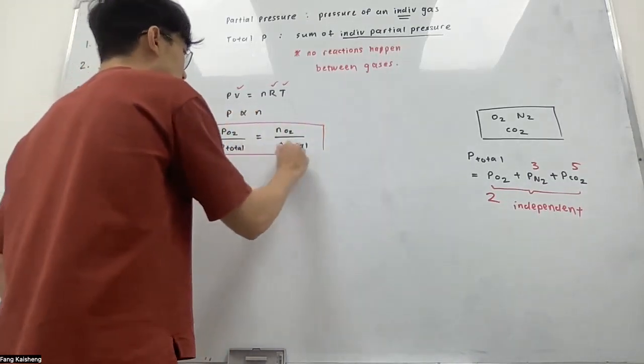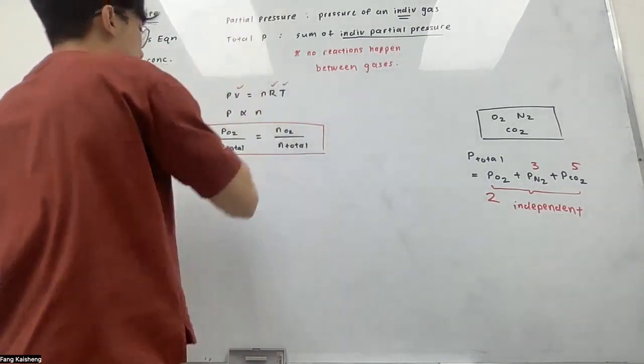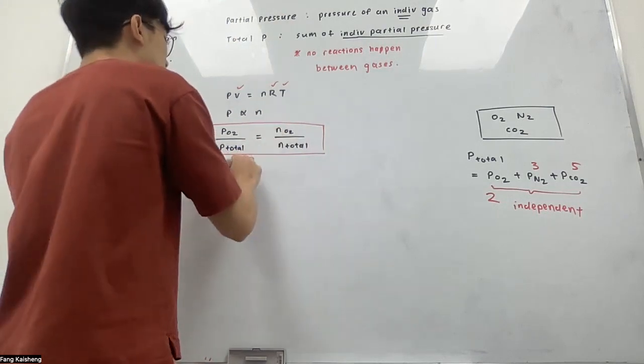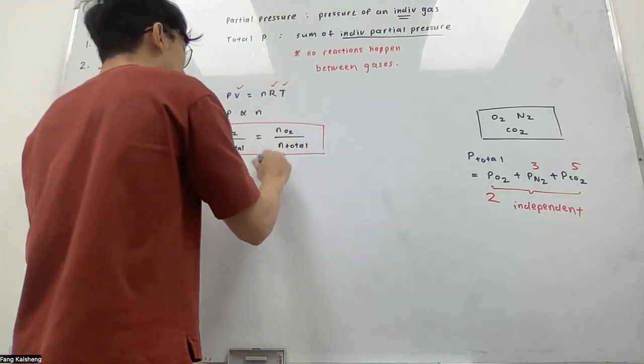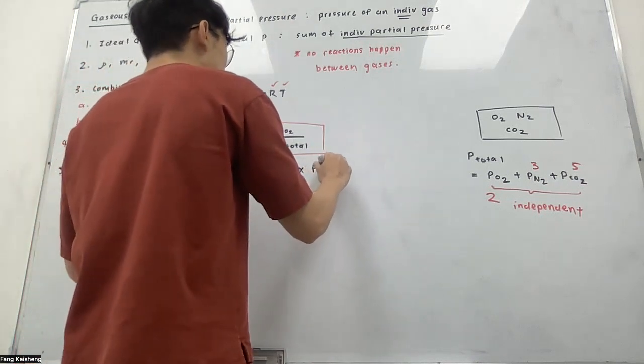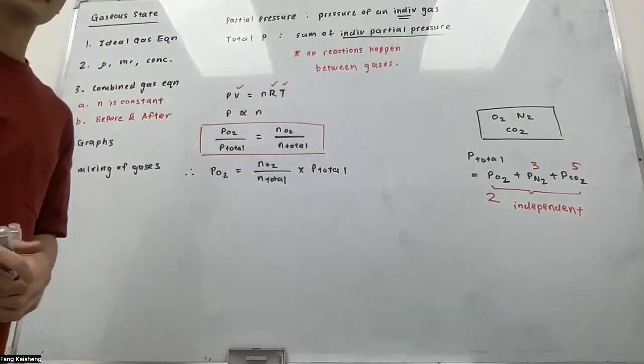With this relationship, honestly, you just need to know this. As long as you know this, you can find any of the 4 variables over here. But since we are interested in partial pressure, we just multiply total pressure on both sides of the equation. So you get number of moles over total number of moles, multiplied by total pressure. In other words, this is the formula.